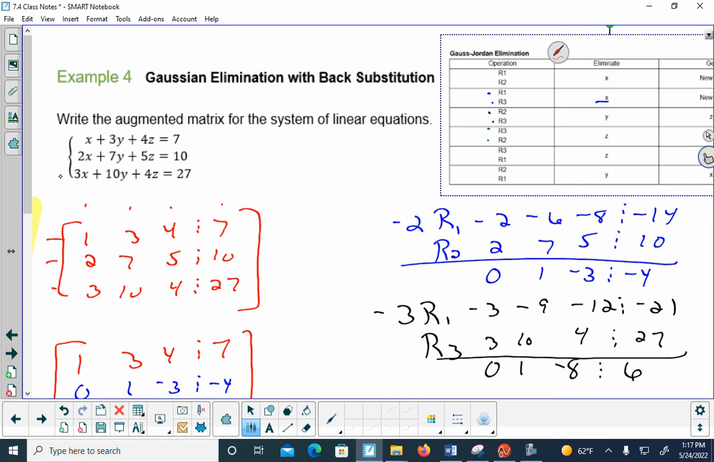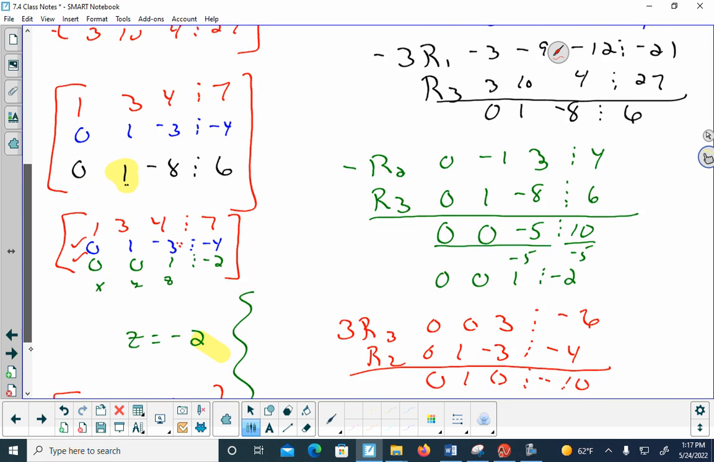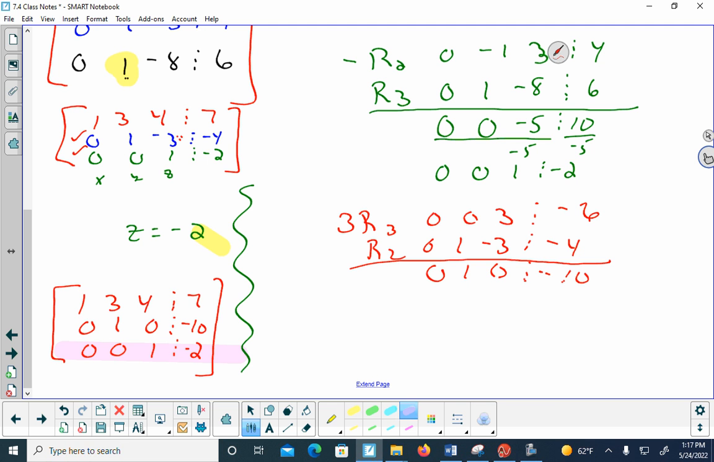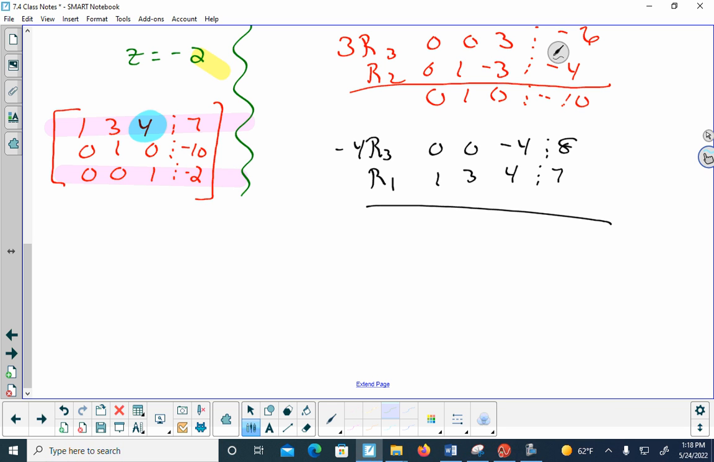It tells me 3 and 1 to eliminate z. So it's saying 3 and 1. This is 3. This is 1, and I'm eliminating my z, which means I'm eliminating this 4. I'm going to multiply row 3 by negative 4. And when I do that, I'm going to have 0, 0, negative 4, positive 8. And then row 1 is going to be 1, 3, 4, 7. And when I add those, I get 1, 3, 0, 15.